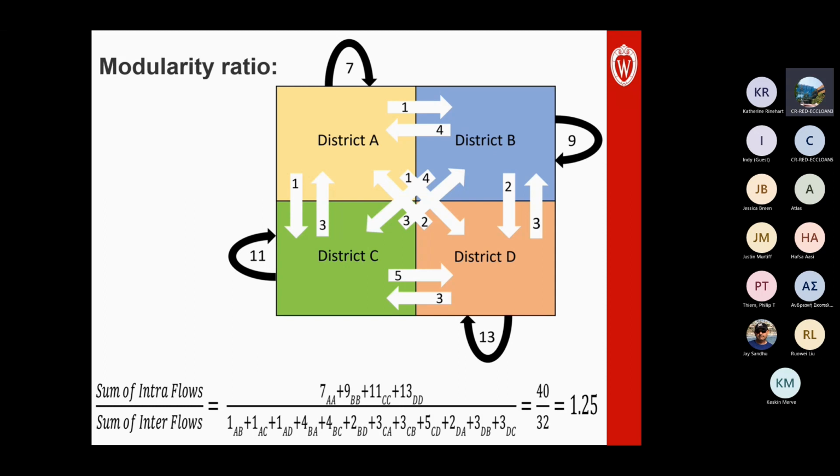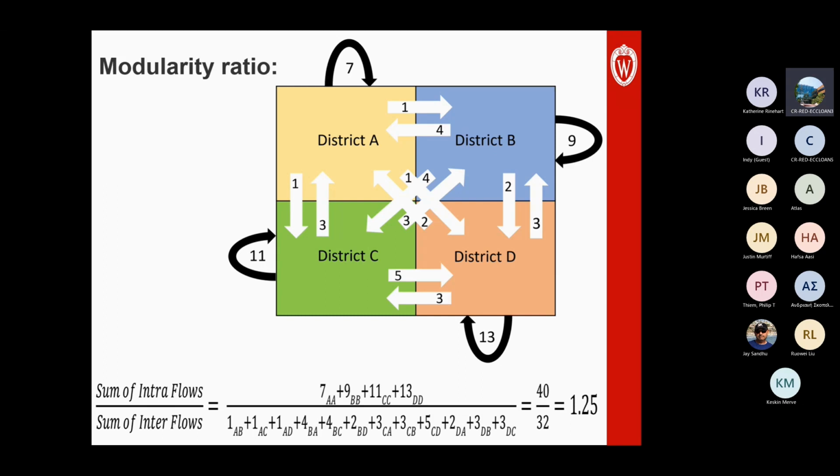Then we also have interflows, which are visualized by the white arrows, which would be, for example, the number of people that move from District A to District B. In that case, that's 1, or from District B to District A, which is 4. So to characterize the degree to which this whole map is capturing communities, we want to do the sum that I mentioned. In the equation on top, we have the sum of intraflows, which is the sum of all those black arrows, divided by the sum of interflows, which is the sum of all those white arrows. So in this example, we get 1.25.